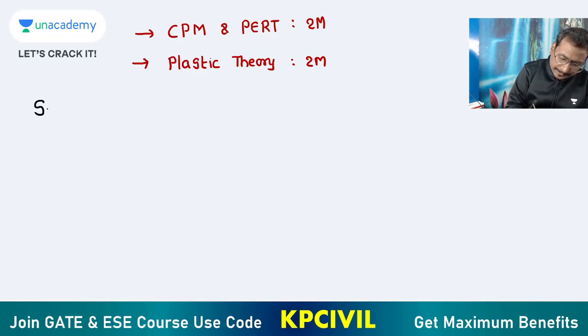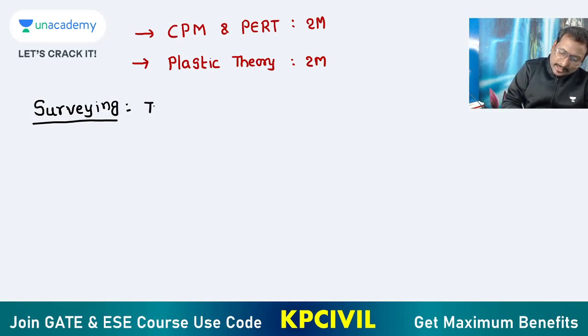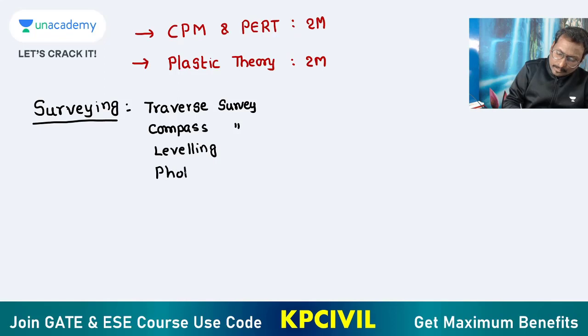Then I will go with another small subject, surveying. Focus on traverse surveying, compass survey, leveling, error measurement, photogrammetry. If you finish these topics, you will get 2 marks.